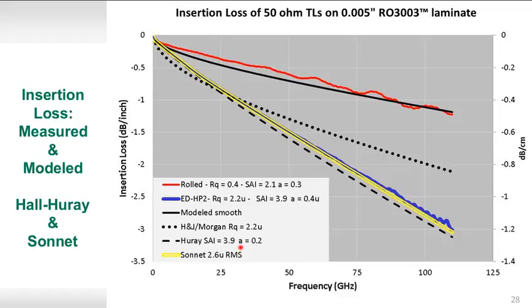And with the Hall-Huray model, if we use the surface area index that is measured by the white light interferometry, and if we reduce the nodule radius value, again, we get nearly a perfect fit out to 110 gigahertz.